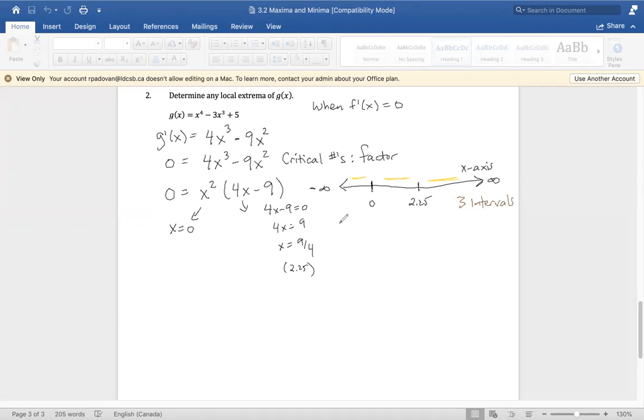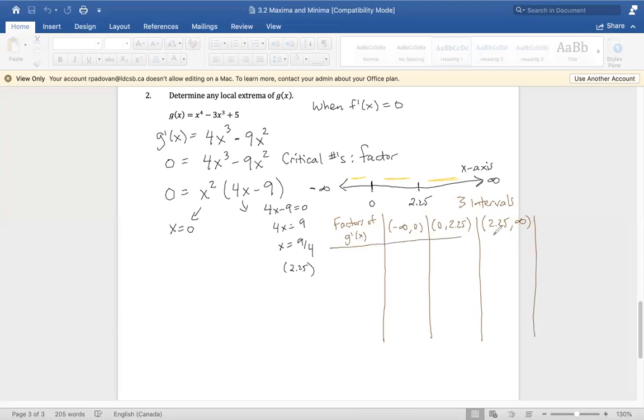So the first column is going to be my factors of the derivative, so my factors of g prime of x. And then next would be my first interval between negative infinity and 0. My next interval would be between 0 and 2.25, or you could leave that as a fraction, 9 over 4. And the next interval would be between 2.25 or 9 over 4 and infinity.